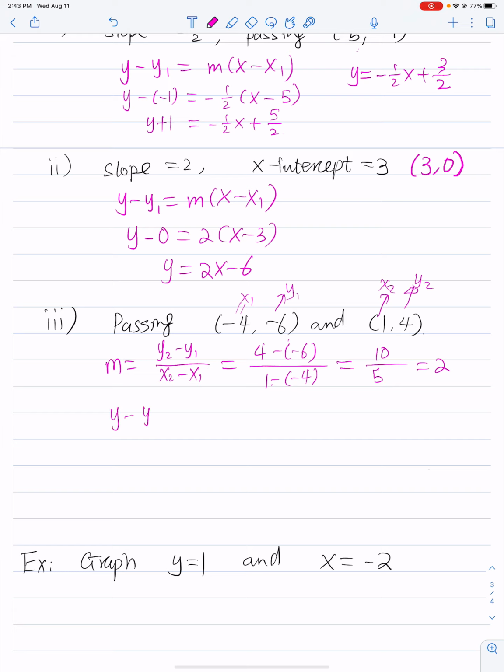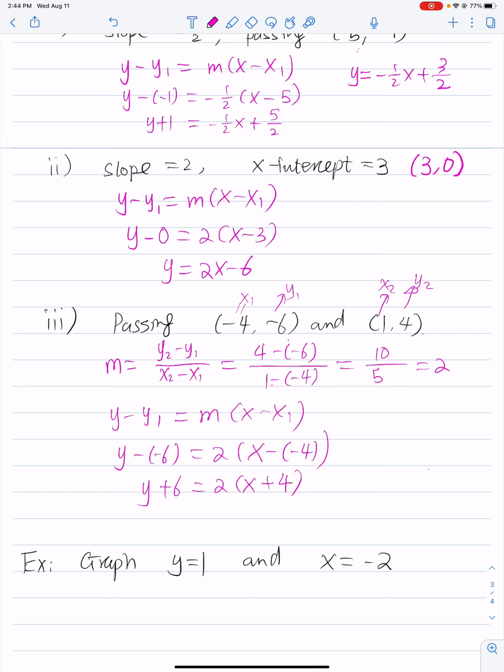Then we can use the point-slope formula, m times x minus x1, yeah? y minus negative 6 equal to 2 times x minus negative 4. So minus minus plus: y plus 6 equals 2 times x plus 4. So y plus 6 equals what? 2x what? Plus 8. Distribute, do not forget, yeah? Then you subtract 6 on both sides. What do you have? 2x what? Plus 2. This is your final answer.